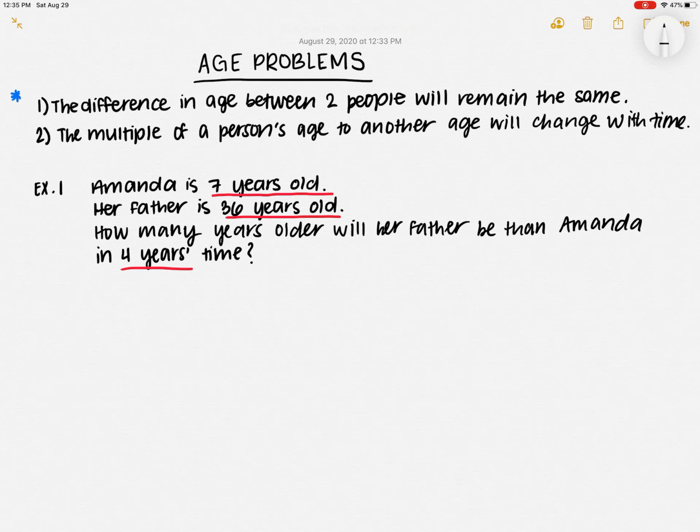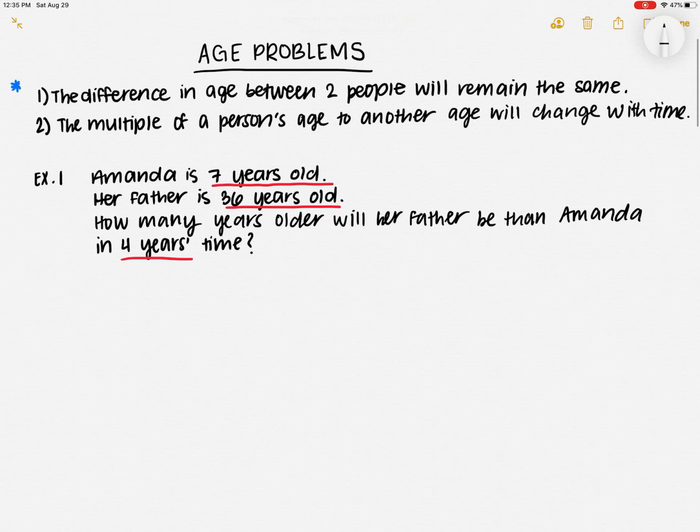The second thing to remember is that the multiple of a person's age to another age will change with time. Basically, if right now your sibling is 2 times older than you, so maybe you're 2 years old and your sibling is 4 years old, the multiple between y'all's ages won't always be 2, and it will change. And we'll go more in depth into these rules in the example problems.